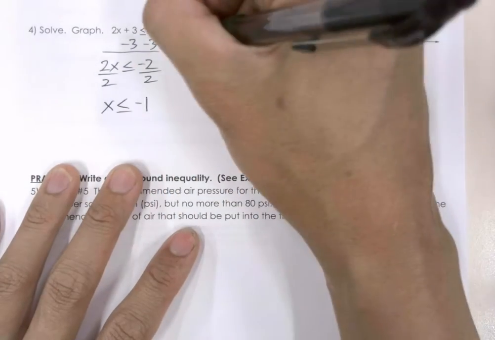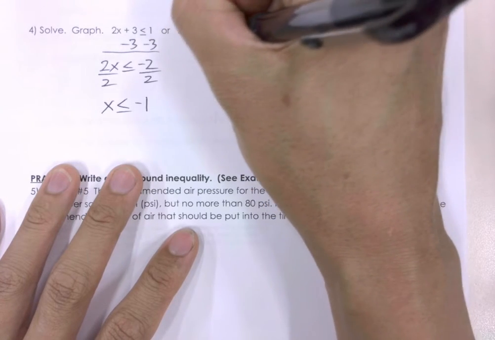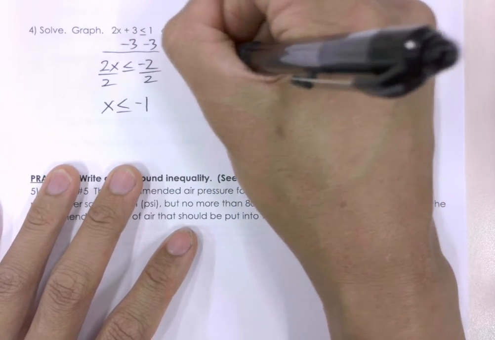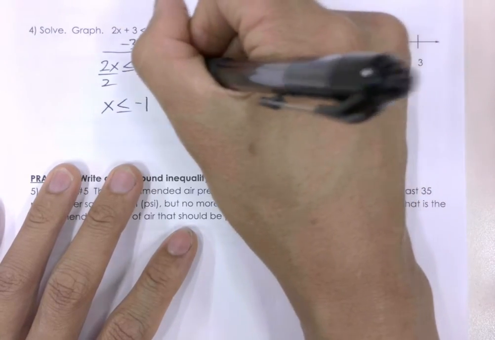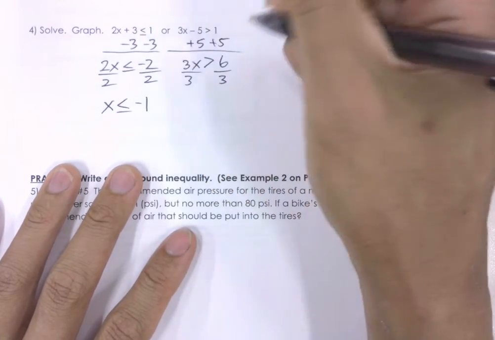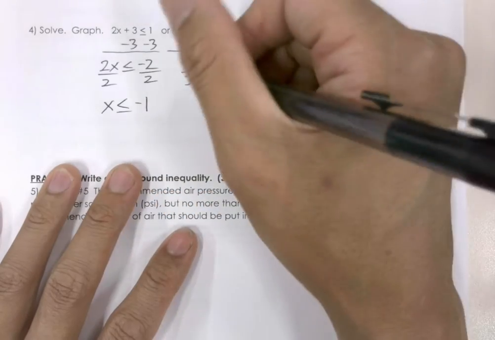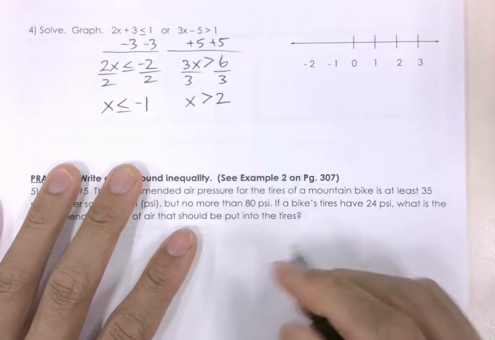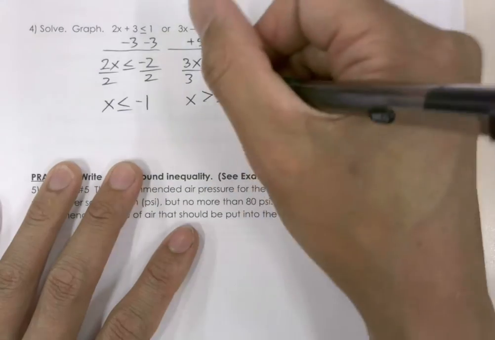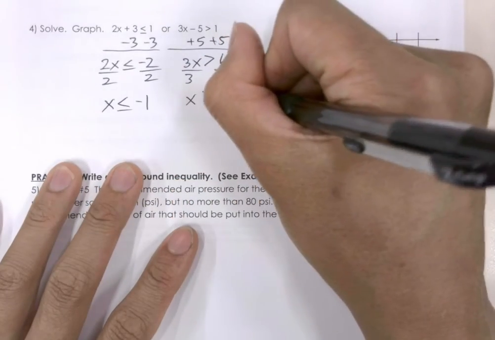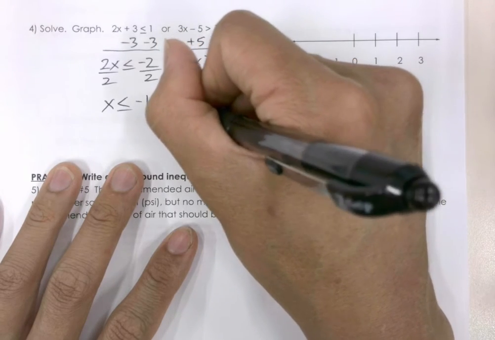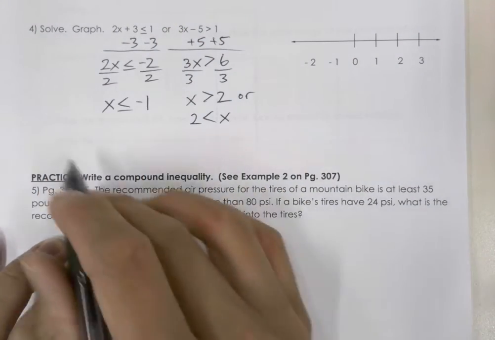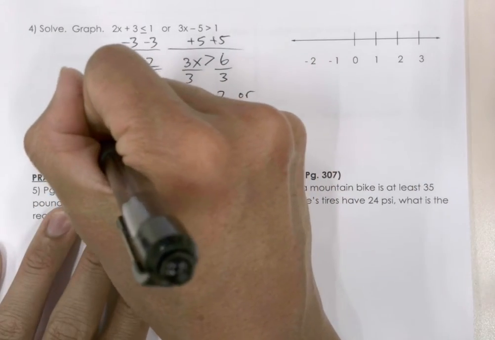And then on the right side, I'm going to add 5 to both sides of the inequality, leaving me with 3x is greater than 6. Now I'm going to divide by the coefficient in front of the x, and that is going to leave me with x is greater than 2. Alright, so on this one here, I'm going to write an OR, and I'm going to say OR 2 is less than x.